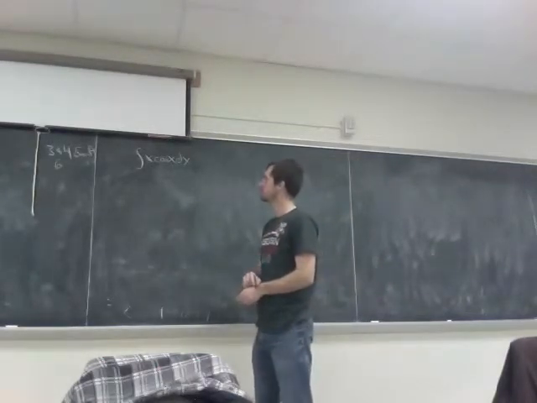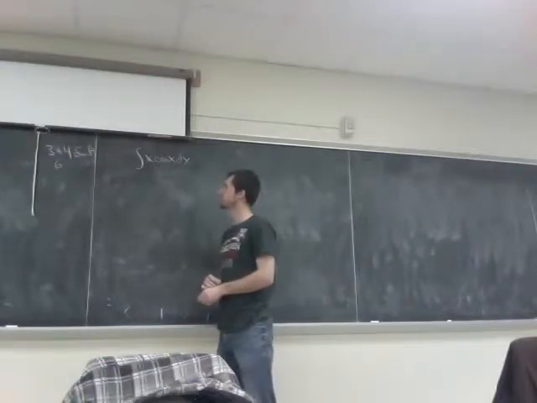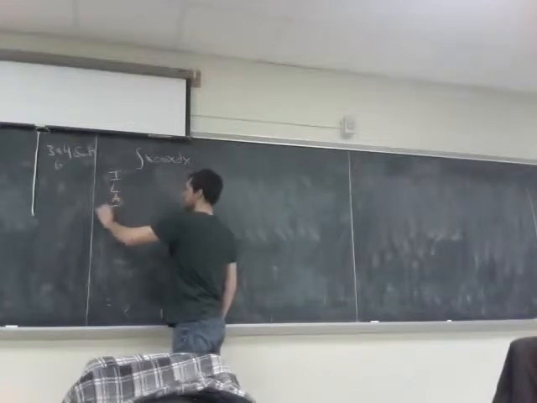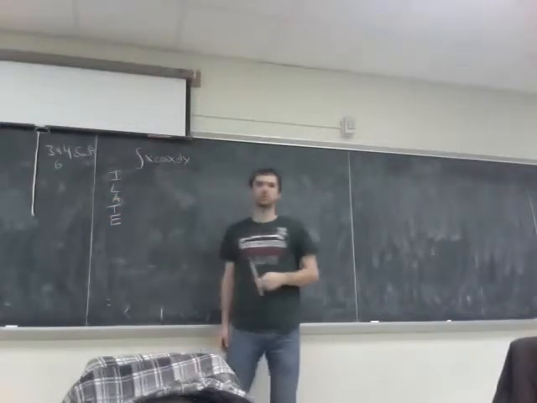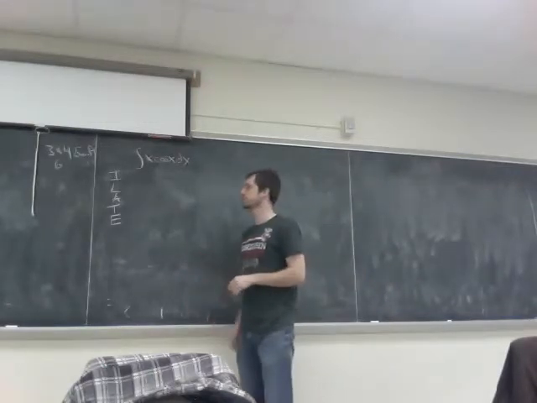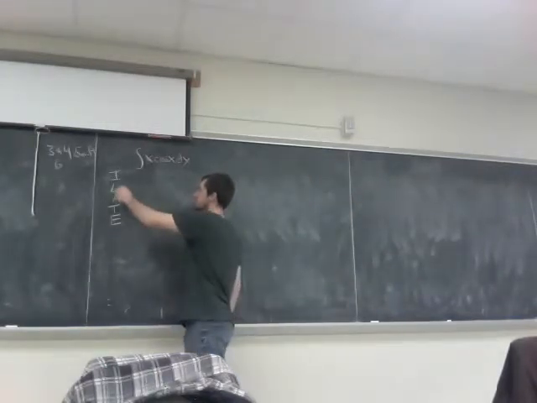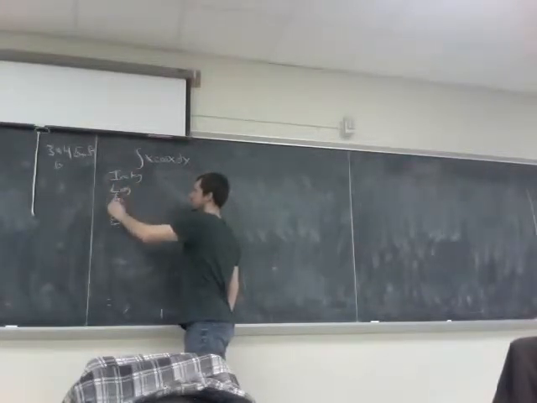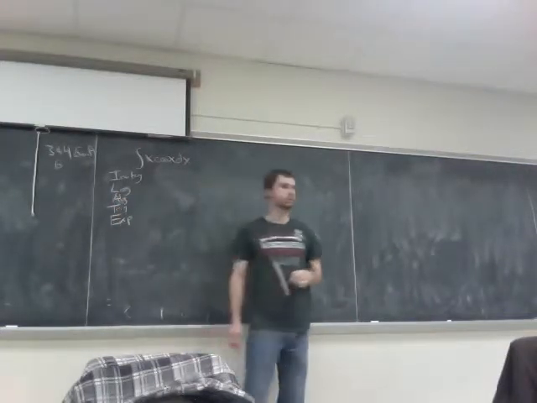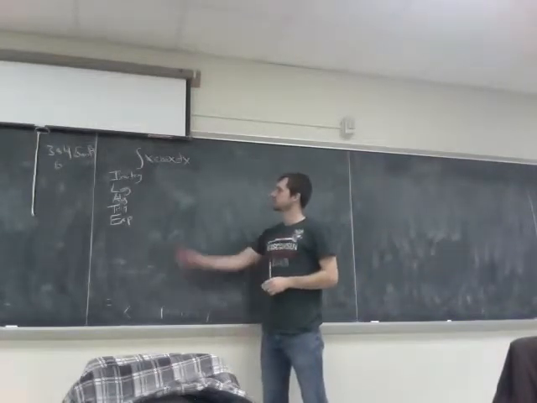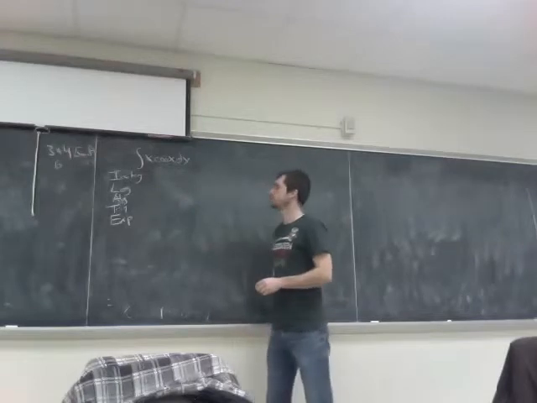So if I'm looking at this situation, this is kind of a rule of thumb for which one to pick for u and which one to pick for dv. So that's inverse trig, logs, algebra, trig, and exponents. Algebra would be polynomials. Okay. So in this case, we've got trig and algebra, so it looks like this is going to be our u.